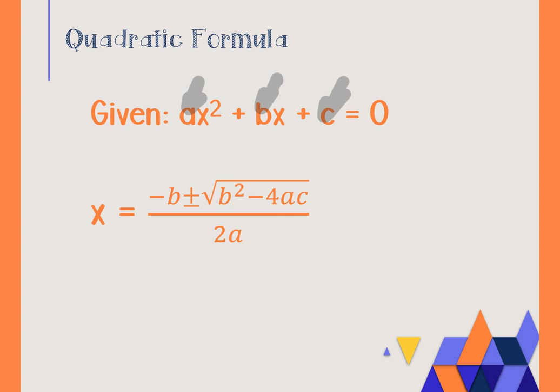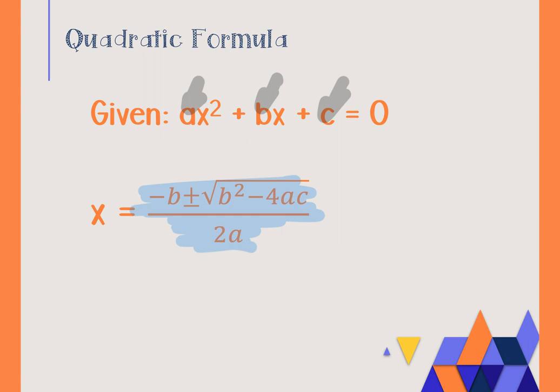The quadratic formula is negative b plus and minus the square root of b squared minus 4ac, all over 2a. That is something you are going to memorize. You are going to use it in every math class from here on out. So you'll see this again in Algebra 2. You'll see it again in pre-calc. The quadratic formula does not go away. And standardized tests love it, okay?